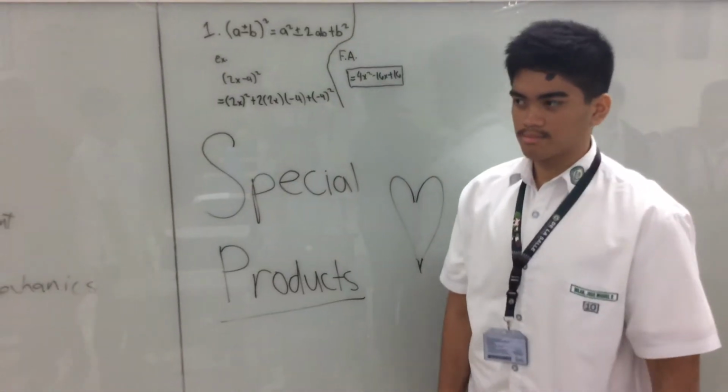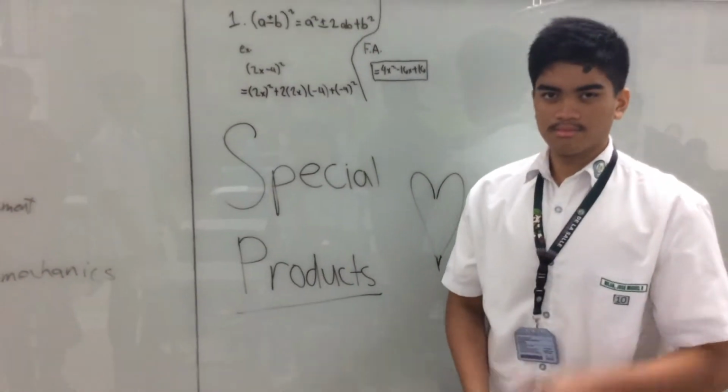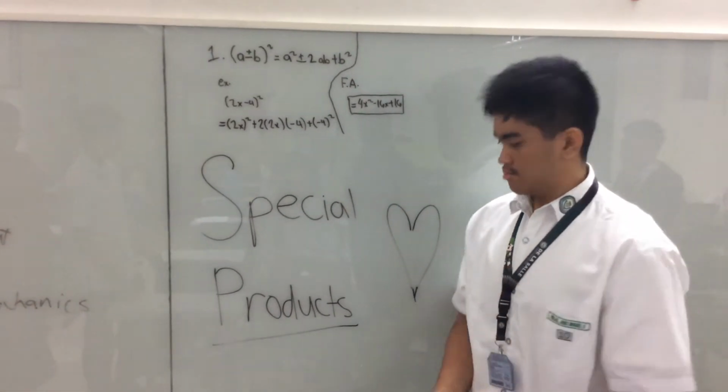Today we will talk about special products. But before we test ourselves, first we will have a discussion. Let's see if we can catch up. Today we are here to discuss special products, but first we need to know what special products are. Special products are patterns that make multiplication of polynomials easier and faster.